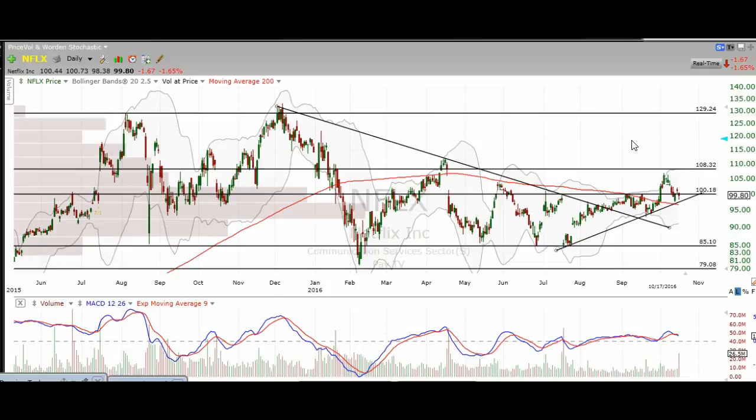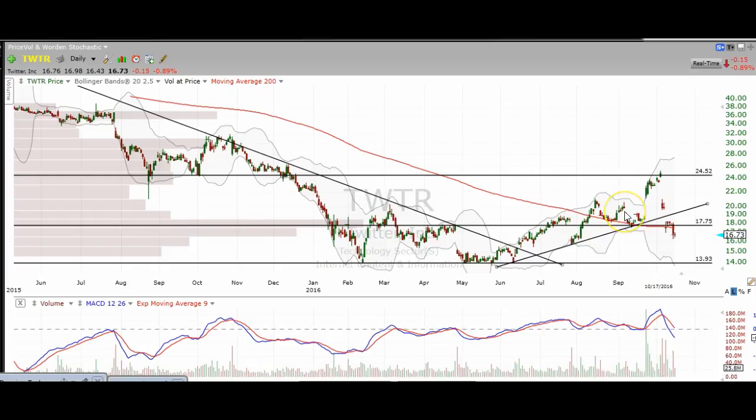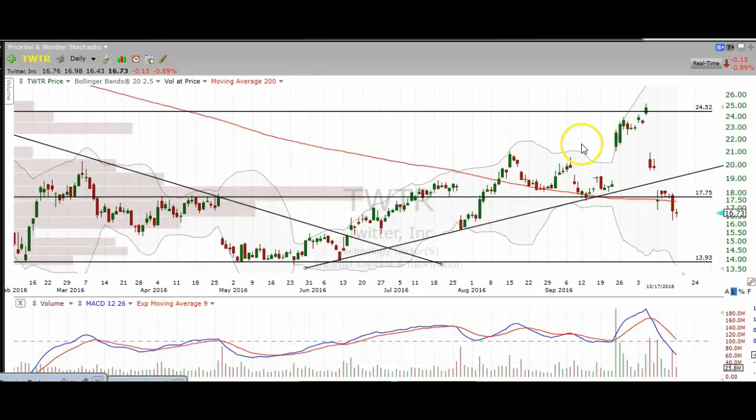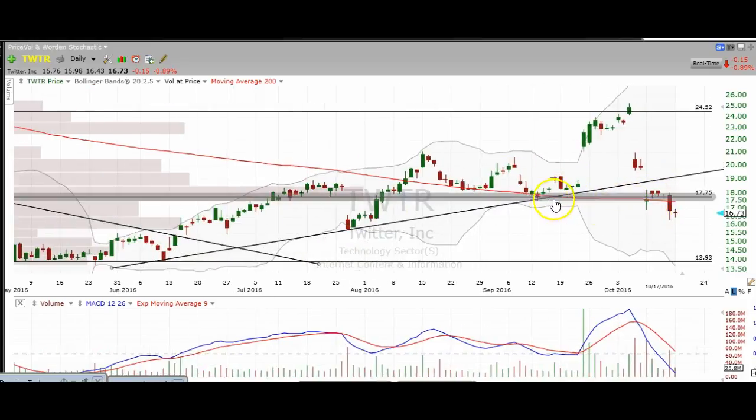Next, I'm going to cover Twitter. And Twitter, we broke this trend line here. Here's a touch, here's a touch, here's a couple touches. We broke this trend line, and then we broke this 200-day moving average as well as making new lows when compared to here, right here.